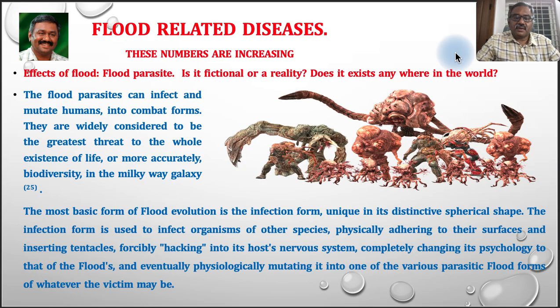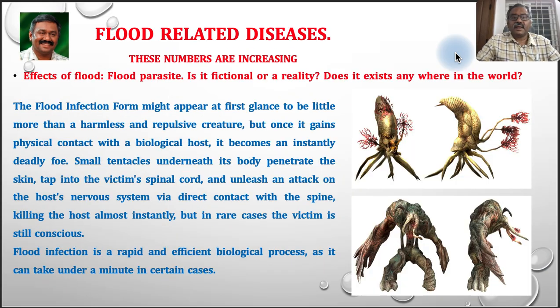Or whatever the victim may be. The Flood infection form might appear at first glance to be little more than a harmless and repulsive creature, but once it gains physical contact with the biological host, it becomes an instantly deadly foe. Small tentacles underneath its body penetrate the skin, tap into the victim's spinal cord, and unleash an attack on the host nervous system via direct contact with the spine, killing the host almost instantly. But in rare cases, the victim is still conscious. Flood infection is a rapid and efficient biological process, as it can take under a minute in certain cases.